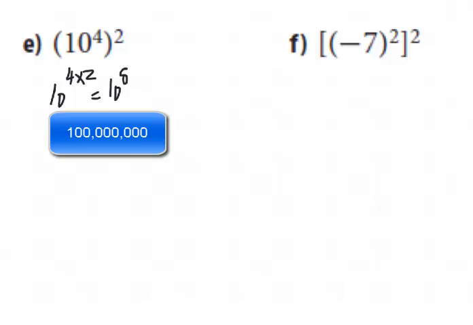The next one is negative 7 exponent 2 exponent 2. So we are going to write this one as negative 7 exponent 2 times 2, which is negative 7 exponent 4. If you use a calculator, negative 7 exponent 4 is positive 2401. Remember, a negative base to an even number exponent is always positive.